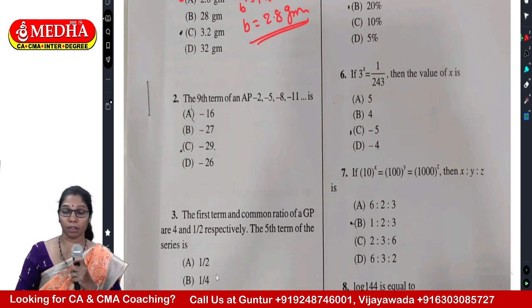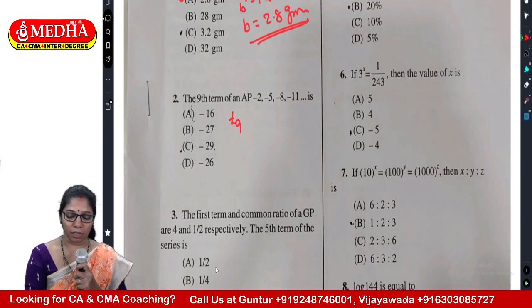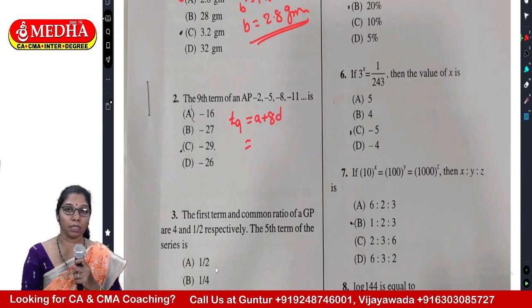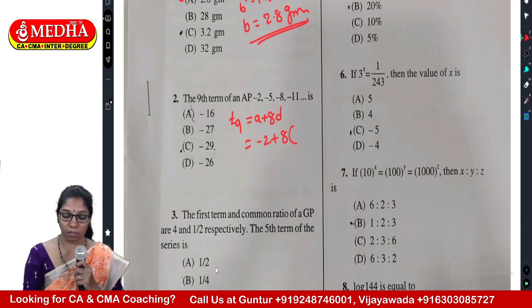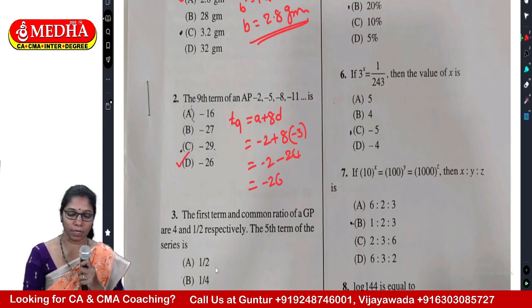Next, the second question, the ninth term of an AP. So the ninth term of AP, that is T9, is equal to A plus 8D. A is the first term and D is the common difference. Minus 2 plus 8 into common difference, which is minus 3, gives minus 2 minus 24, which is minus 26, option D.